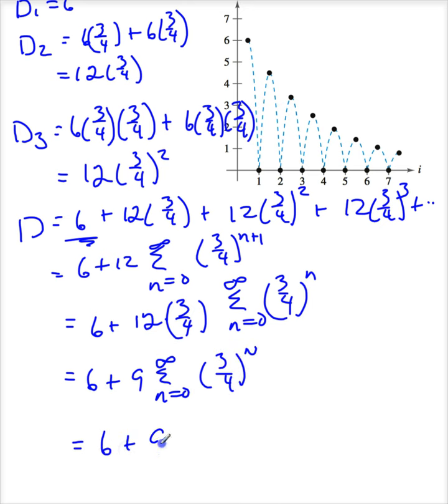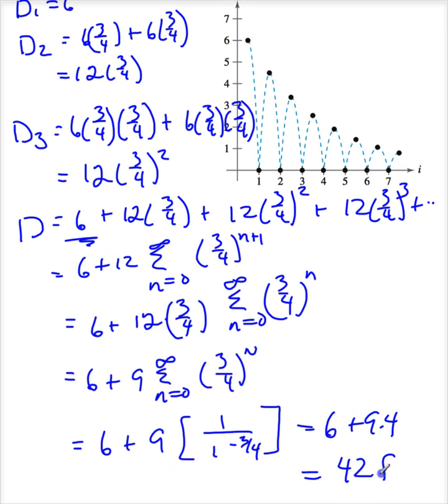So this is 6 plus 9 times 1 over 1 minus 3/4. So this is 6 plus 9 times 1 over 1/4, that's 4. So this is 6 plus 36. So the total distance traveled is 42 feet.